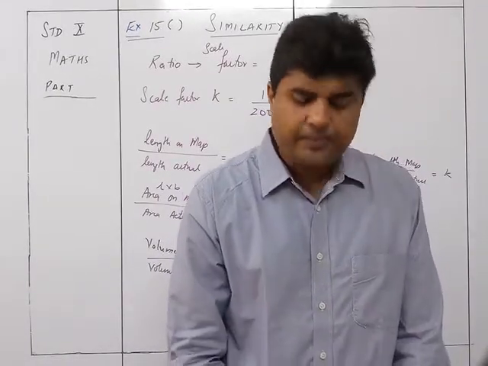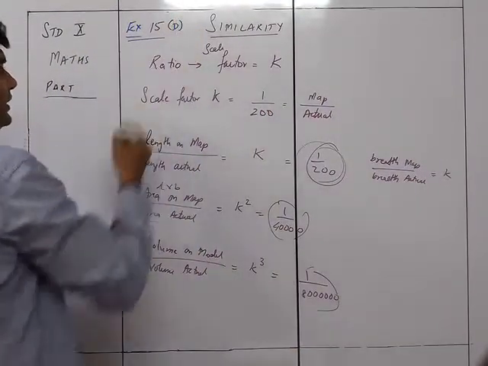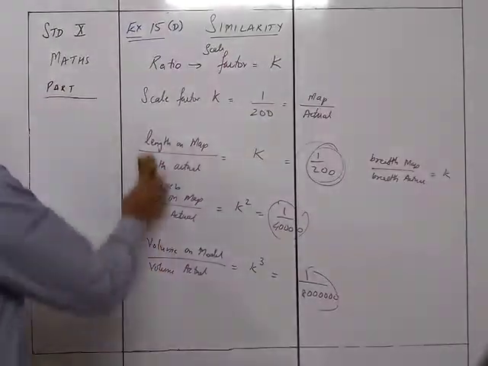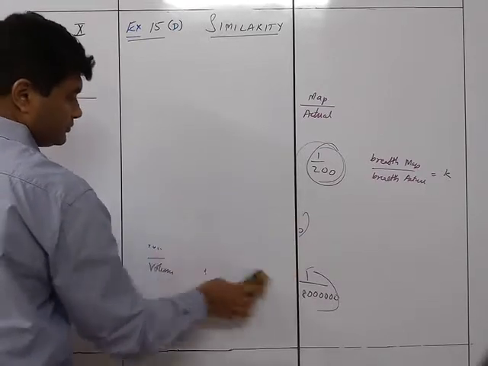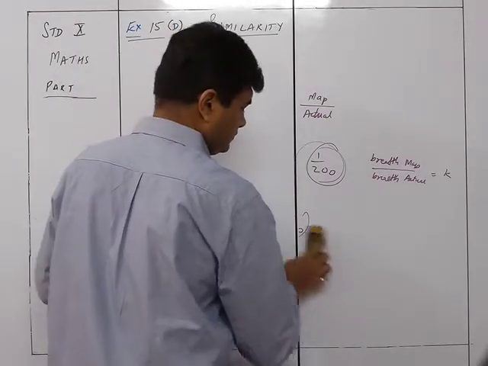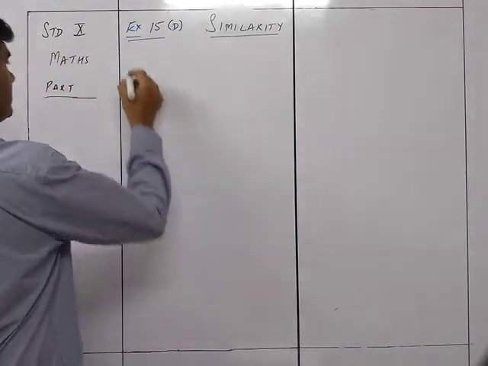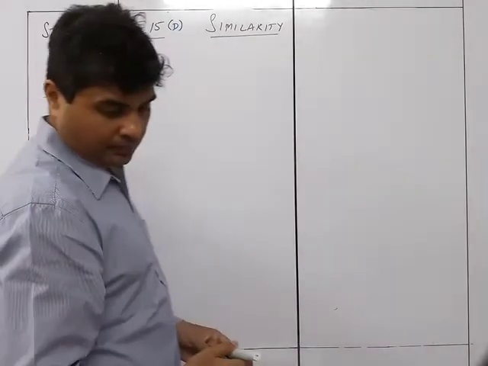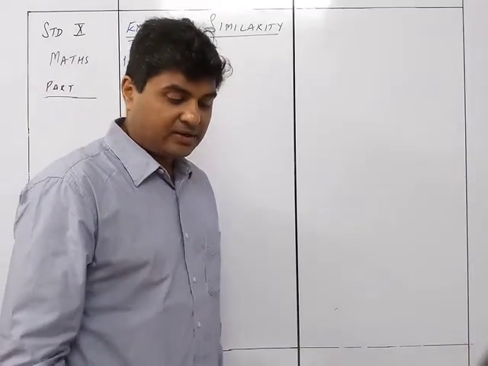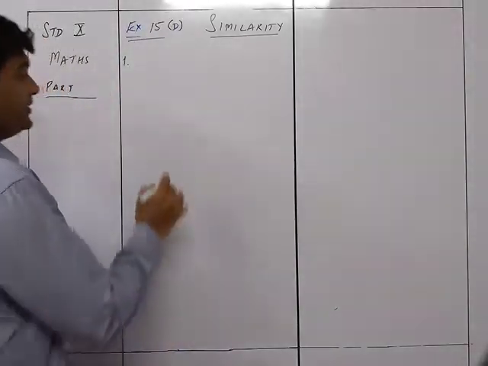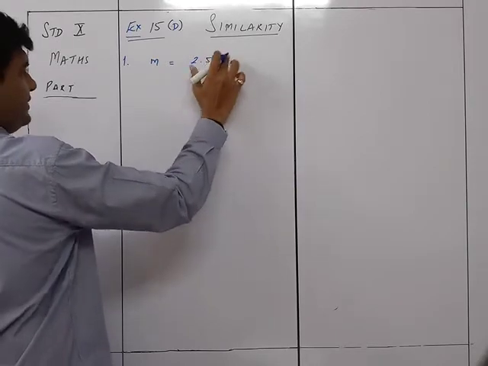So let's see exercise 15D now. So we are on exercise 15D. We have the first sum. A triangle ABC is enlarged by scale factor m equal to 2.5. So it is given that m is equal to 2.5. That's a scale.